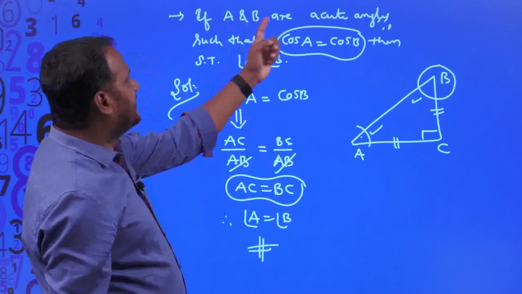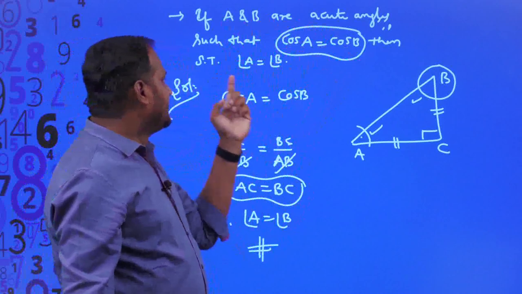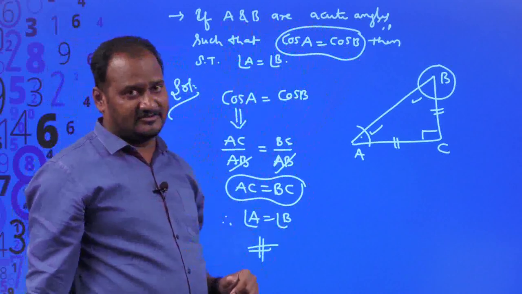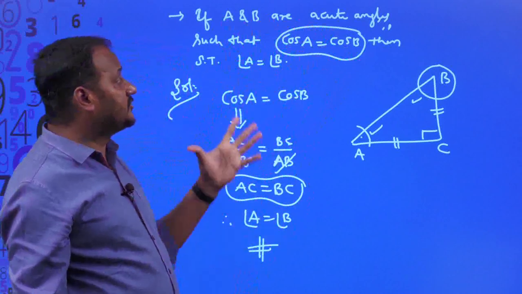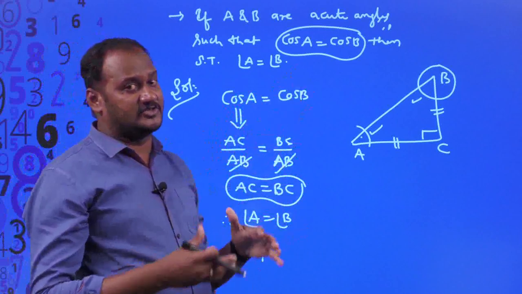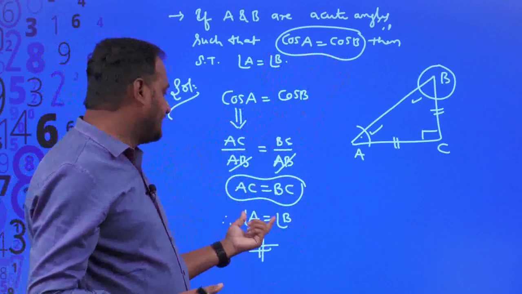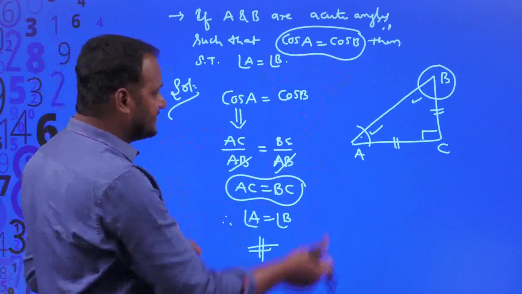See here, A and B are acute angles of a triangle such that cos A is equal to cos B, then you will have to show that angle A is equal to angle B. But you need to understand a lot with the help of this problem. This is not just a problem to solve, not just a problem to show that when cos A is equal to cos B, then angle A equals angle B.